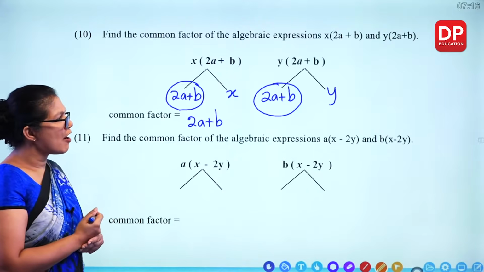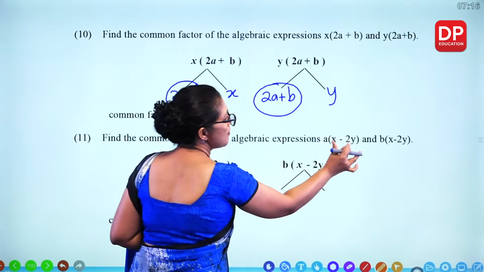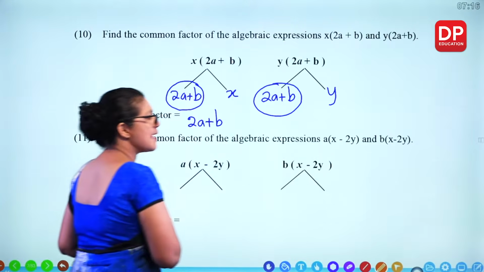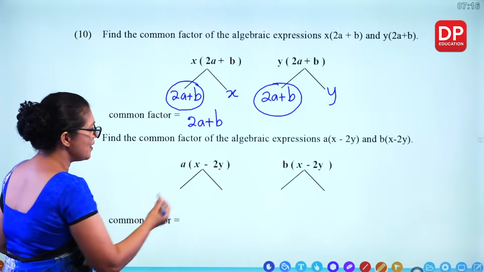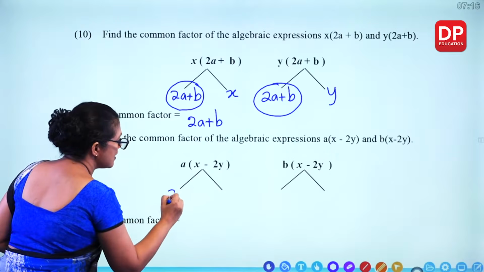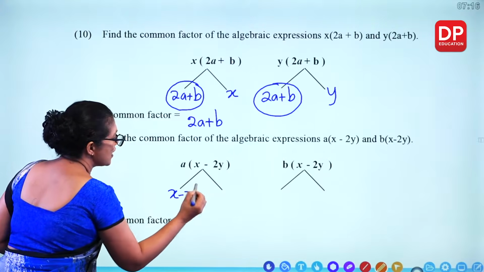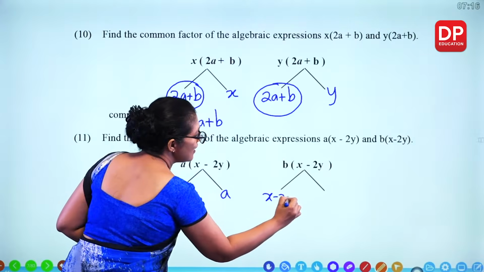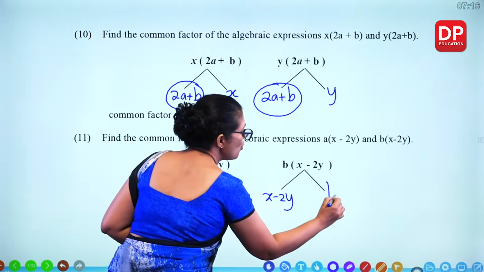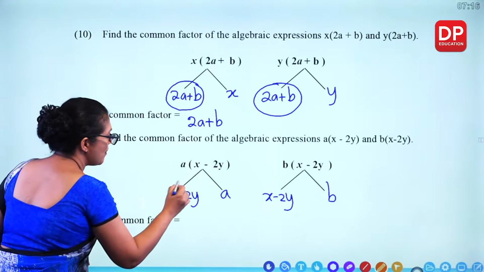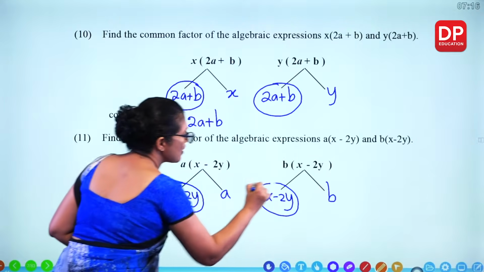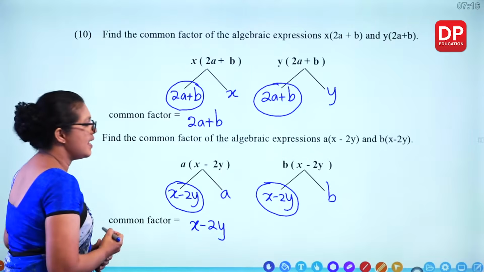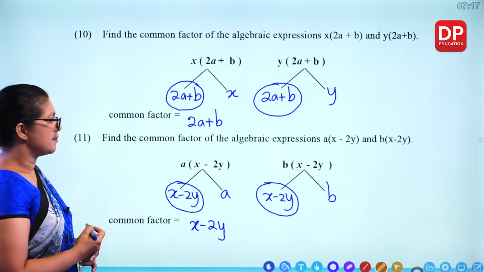Another one. Now try a into x minus 2y, b into x minus 2y. So these two expressions are the same. So which one is the common? You can easily get the common factor. So we can see x minus 2y into a and here x minus 2y into b. So what's the common one? This one is the common. You can write x minus 2y is the common factor.